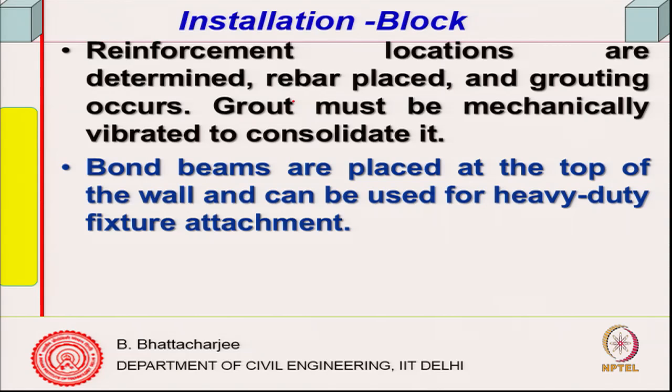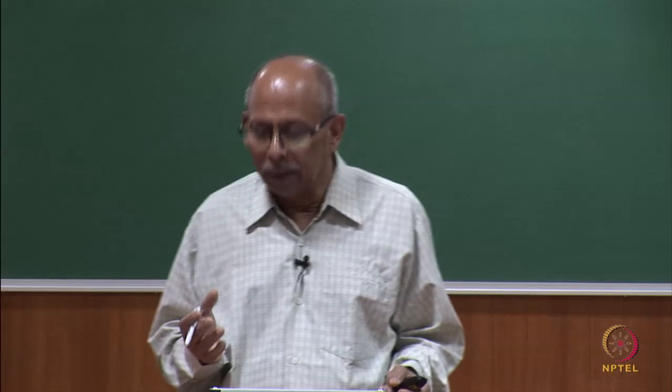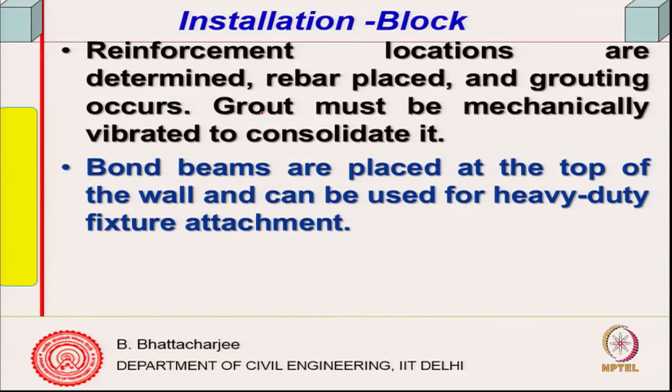Reinforcement locations are determined, you can put the rebar, because if it is a flexural member, you need some rebar, and grouting can be done. Grout must be mechanically vibrated to consolidate. For example, between two panels or in a panel you have a groove, then put the reinforcement, put the grout and vibrate it, that is what it is. Bond beams are placed at the top of the wall and can be used for heavy duty fixture attachment. If you have a wall, put a beam on it.